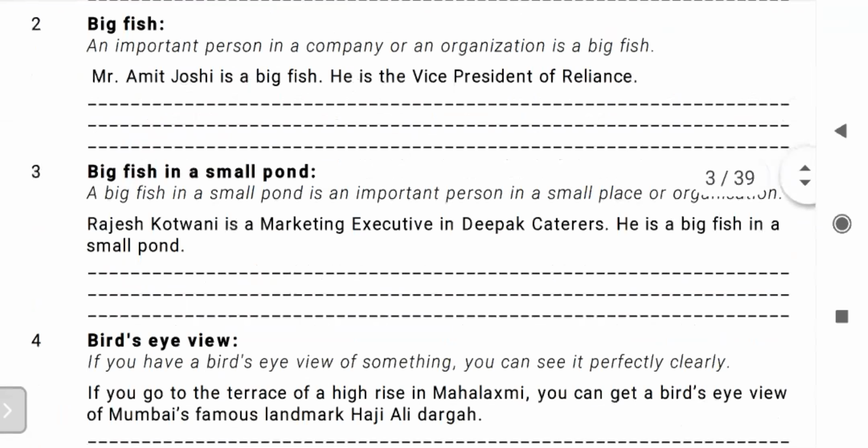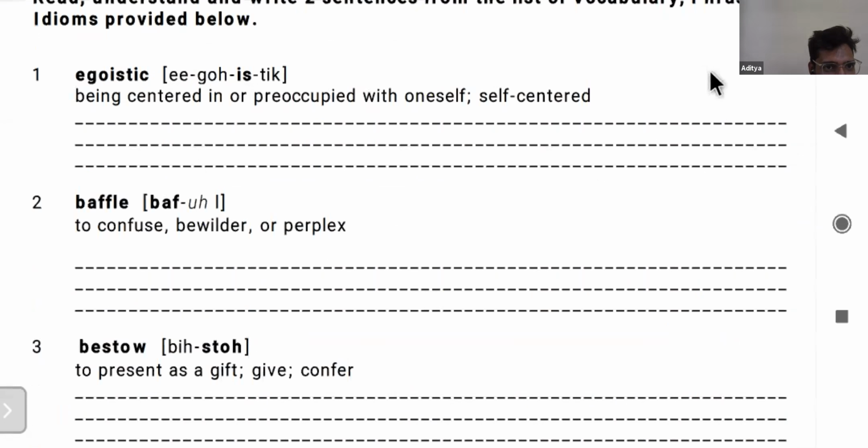What's this? Egoistic. Pronounce it again. Egoistic. It's almost right. It should be egoistic, just like ego-is-tic, egoistic. Yeah, egoistic. Okay, and the meaning: being centered in or preoccupied with oneself. Self-centered. Yeah, self-centered, being an ego person. So give me two lines.